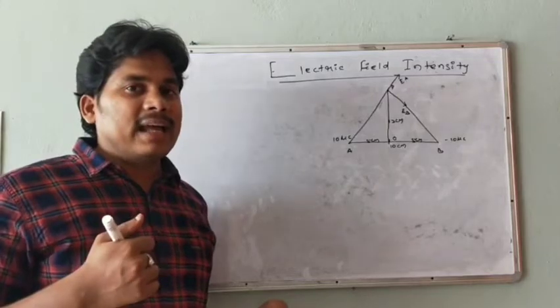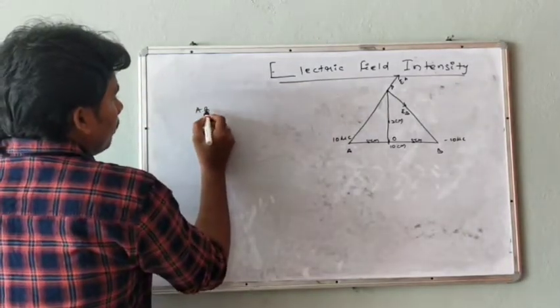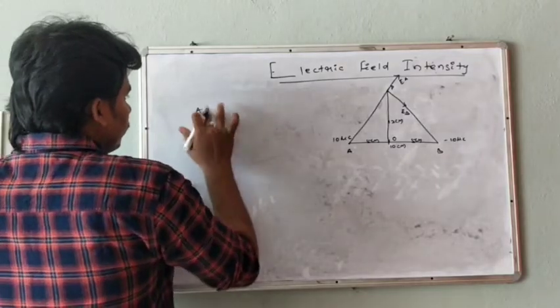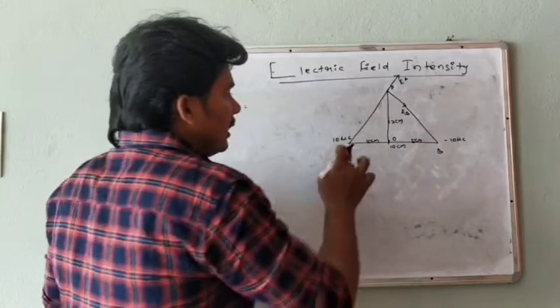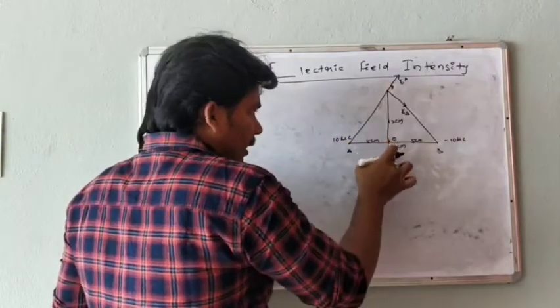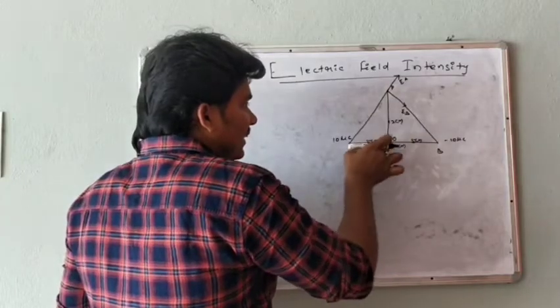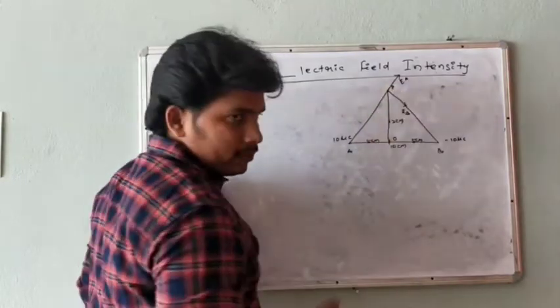How can we find AP? See, we know AP equals BP. Why? Why is AP equal to BP? Because AO and OP are 5 cm and 12 cm, as are BO and OP.